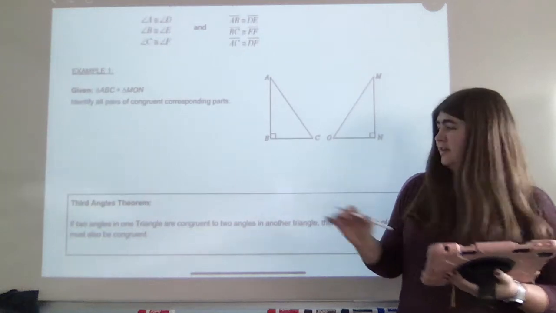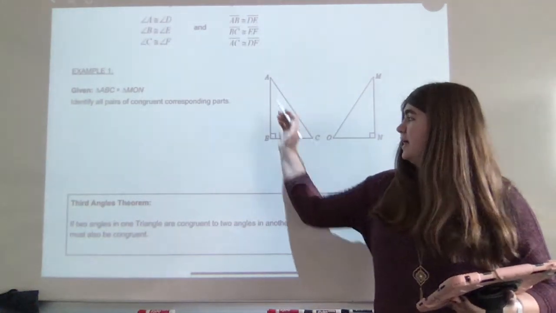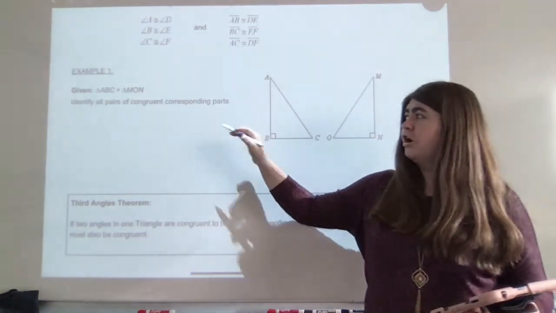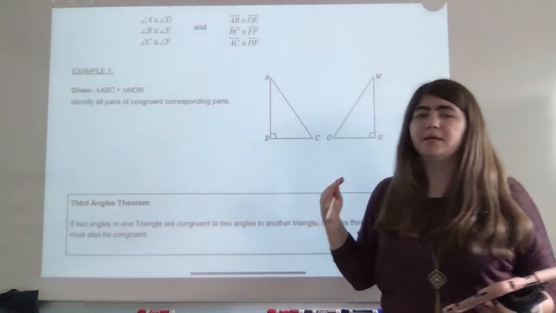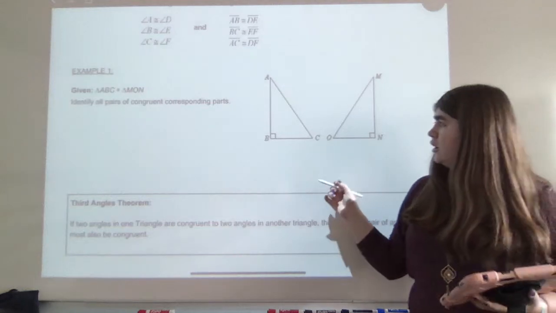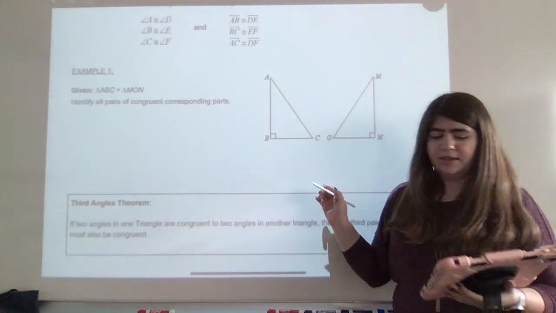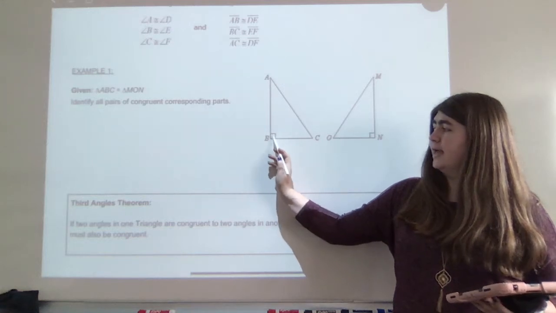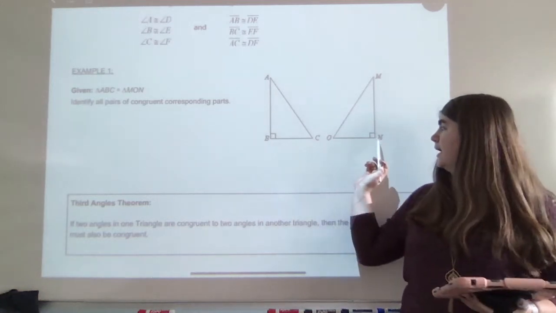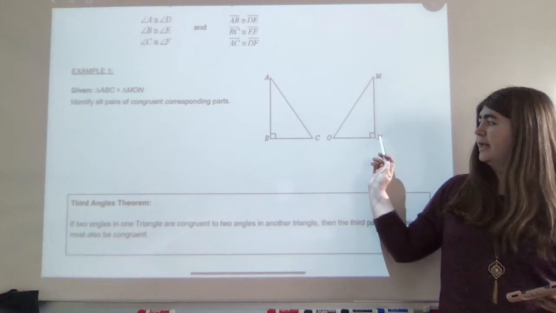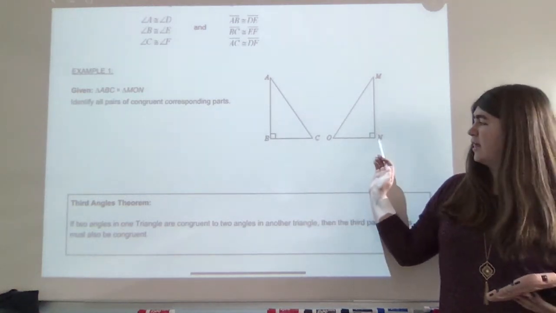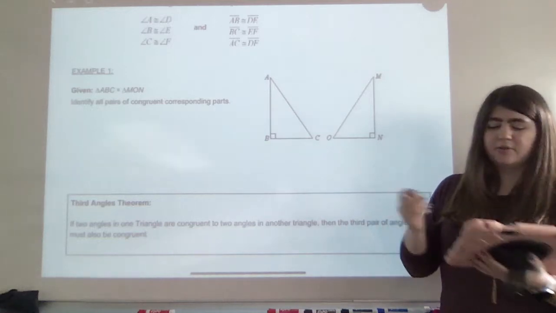Alright, now we're going to do an example. So I have example 1 here that says triangle ABC is congruent to triangle MON. Identify all pairs of congruent corresponding parts. Let's just go ahead and start with sides. I notice that I have this right angle for angle B, and the right angle of this triangle is at angle N, and the short side over here goes from B to C, and the short side goes from N to O. So that's what I'm going to start with.